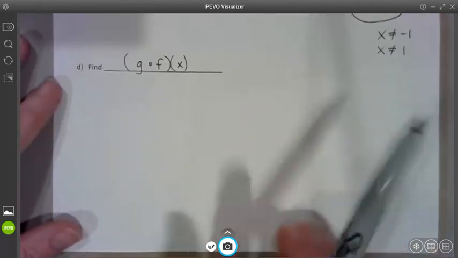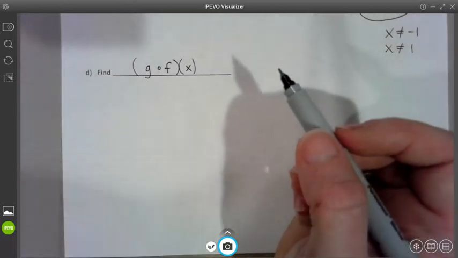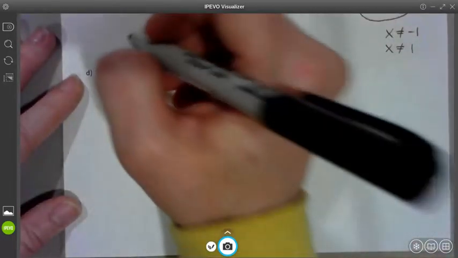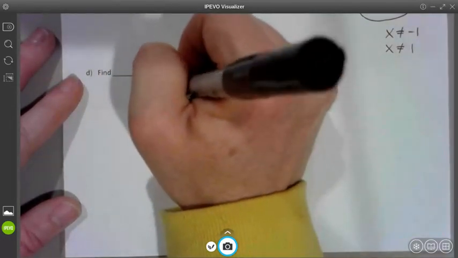So now they actually want you to find that physical composition function. What is the actual resulting function? We already know its domain. What does the actual function look like? So g of f of x.